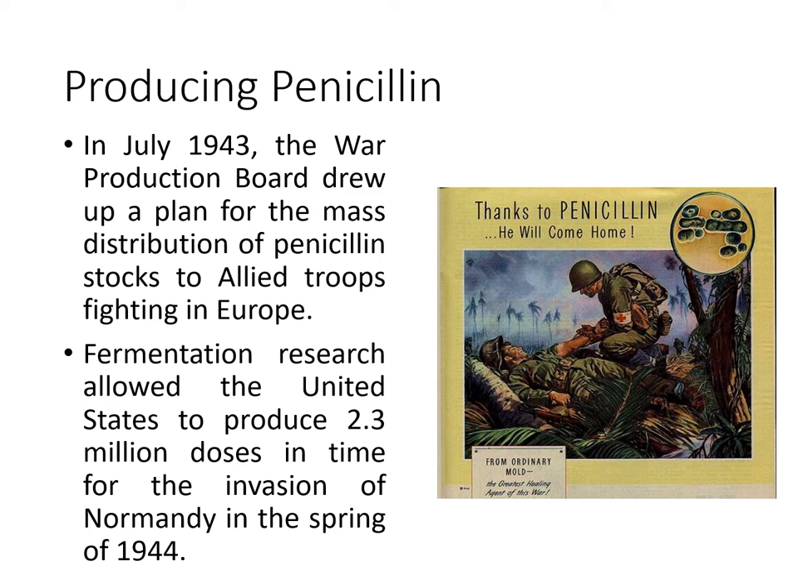And according to records, there were only 400 million units of penicillin available during the first 5 months of 1943. But by the time World War II ended in 1945, US companies were making as many as 650 billion units a month. So they really perfected the process and ramped up the production.